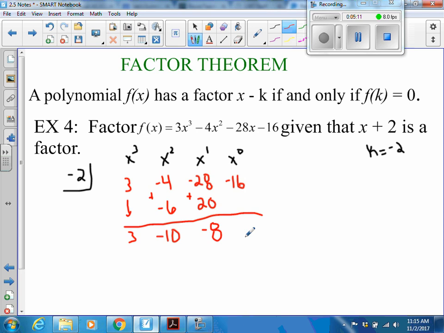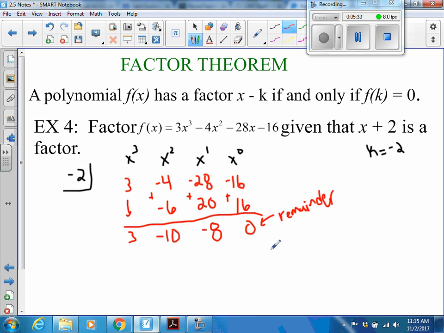And then here, when I have negative 2 times negative 8, I should get a positive 16. And I add that, and I get 0. And if you notice, we get a remainder of 0. So we did it correctly. There we go. So that's the remainder.